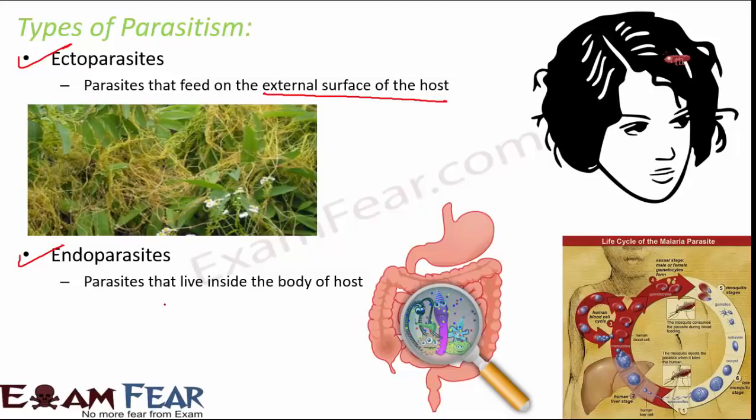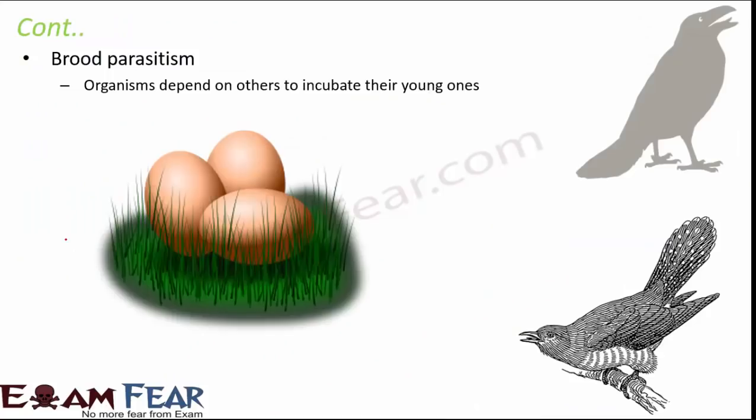Whereas endoparasites are those which live inside the body of the host. For example, the malarial parasite, they live inside our body. Or there are many other parasites which might live inside our intestines. So they are all examples of endoparasites. The word ecto always means outside and endo means inside. So that way you can remember.